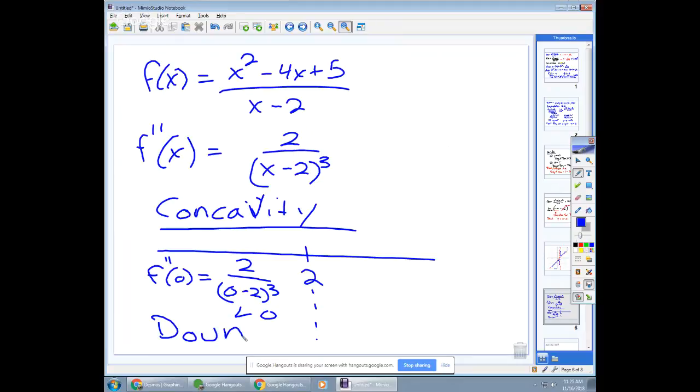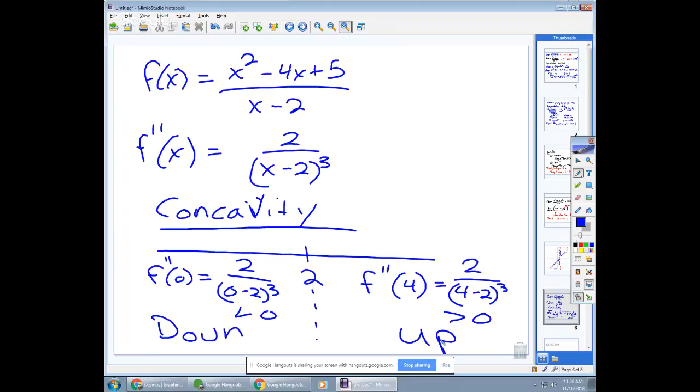Do I have to test the other side, or should I just assume it changes? You have to test, because it can be uniform. So f double prime of 4: 2 over 4 minus 2 cubed. 4 minus 2 is a positive number, that's all I care about. Positive over a positive is positive. This is greater than 0, so it's got to be concave up in that entire region, forever and ever.